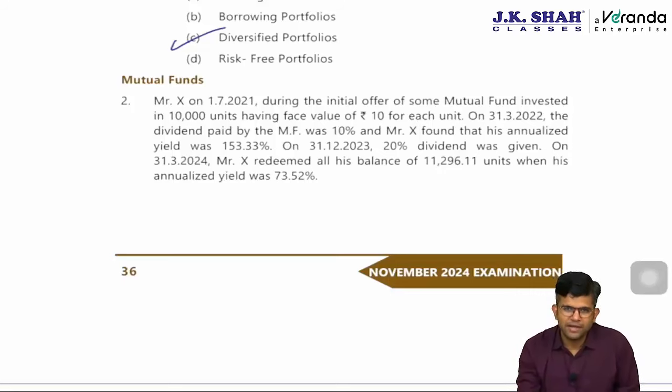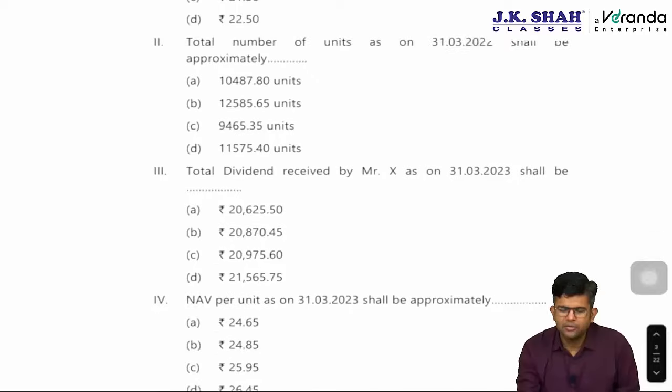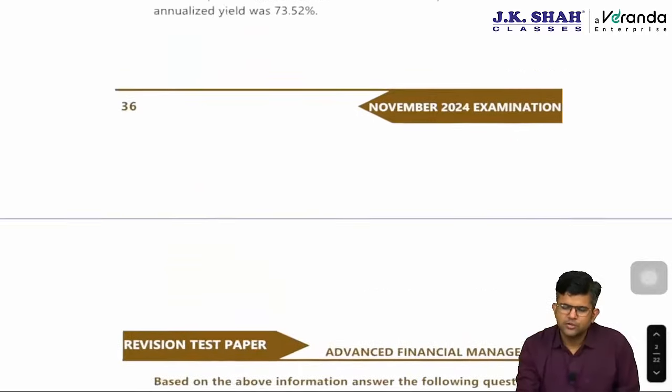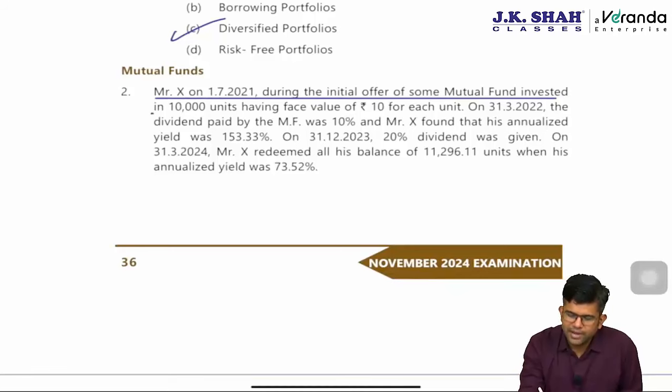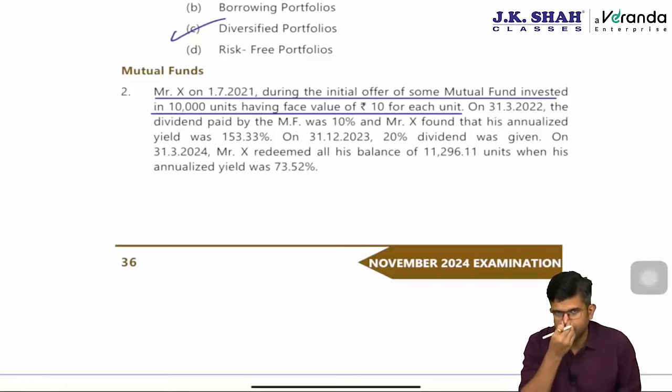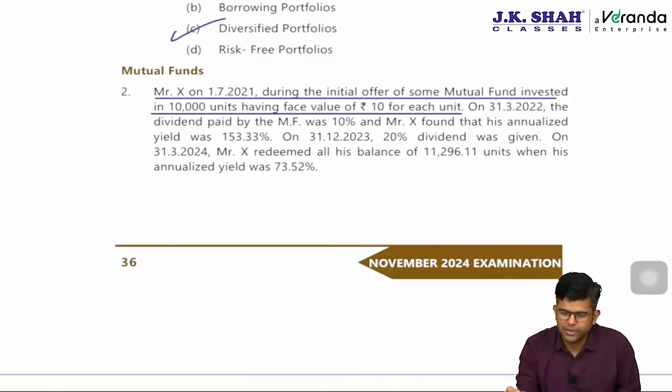It's just that they have taken this question and converted it into MCQ questions. So we will discuss the question quickly. They are saying Mr. X on 1/7/21 during the offer of some mutual fund invested 10,000 units having face value rupees 10, which means he must have invested rupees 1 lakh and got 10,000 units.